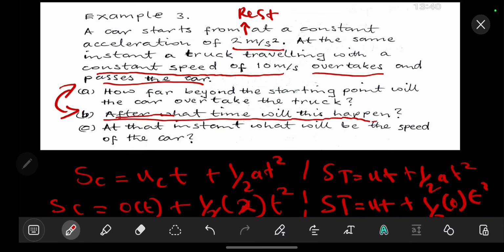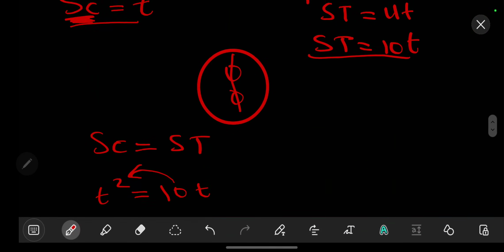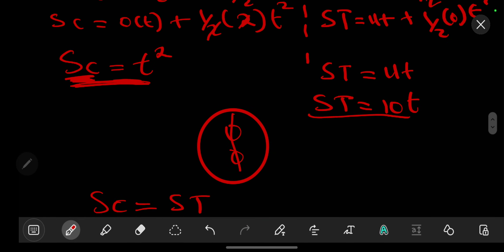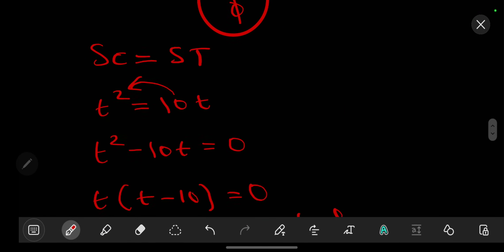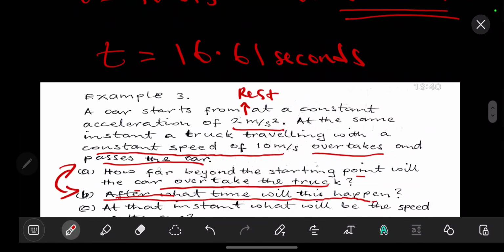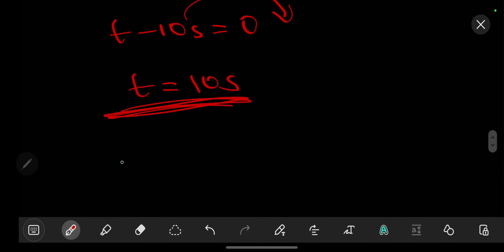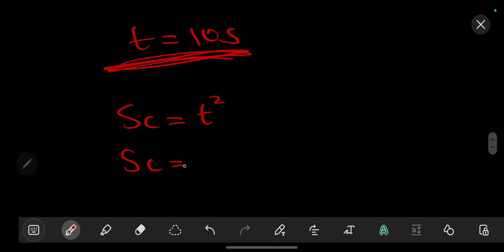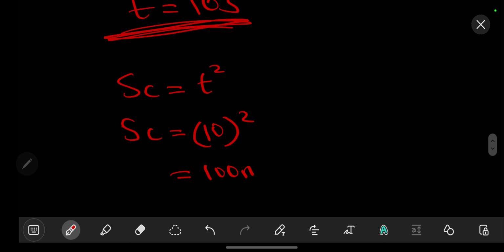Then we are asked how far beyond the starting point will the car overtake the truck. So to find the position, we are going to use this formula. So we have how far, meaning distance. So we have SC should be equal to t squared. This will be equal to SC should be equal to, we have our time, which is 10 squared. So this will be equal to 100 meters. So this is our SC. So it will move 100 meters.